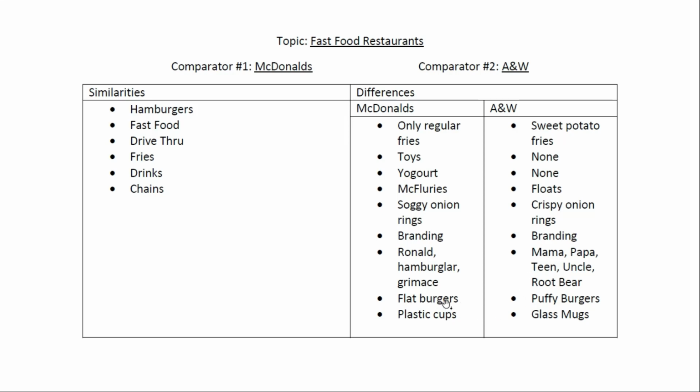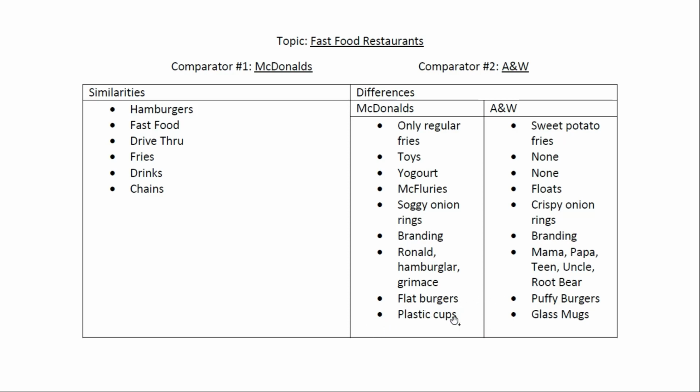We also compared the hamburgers, and the people in the class told me that McDonald's hamburgers are quite flat, whereas A&W's hamburgers are more puffy. And I said that when you go to McDonald's, you're a little bit disappointed by the burgers not really looking like what they look like in the advertisements. So that's what we mean by flat. They seem deflated in some way.